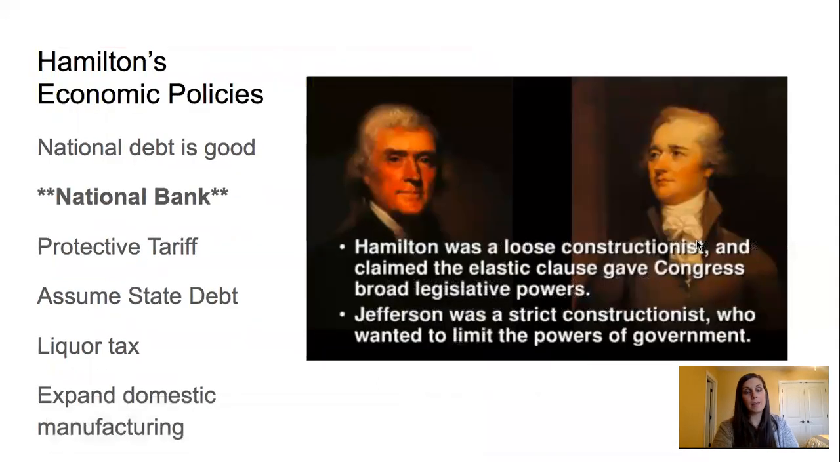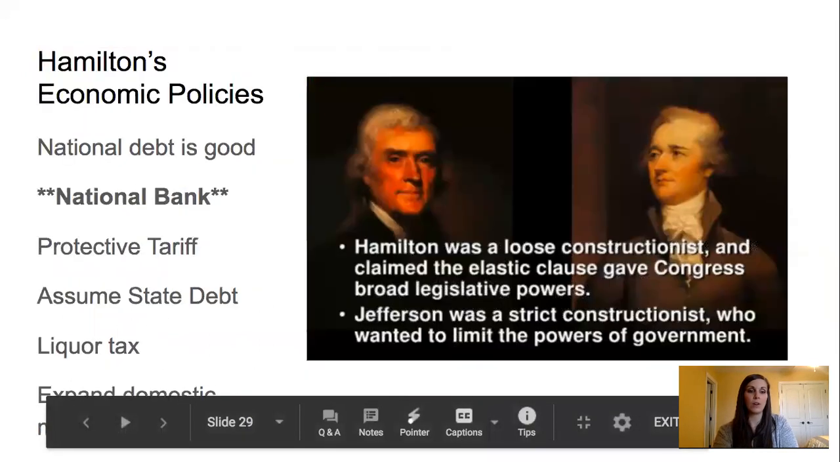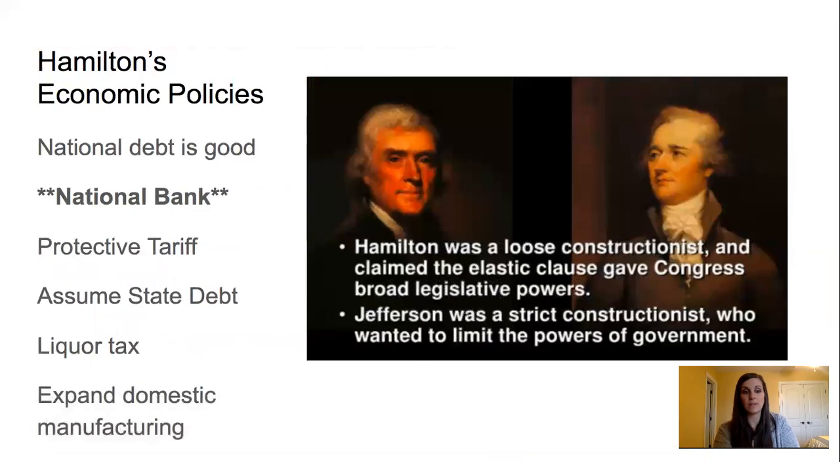All right, finishing up, Hamilton, we know, Secretary of the Treasury under George Washington. His economic policies, he wanted national debt. He thinks it's going to keep the Union together if we're all under this great national debt. Of course, his big thing was this national bank that he wanted and was able to convince Washington to do. Protective tariffs, state assumption as well, taking on the debts of the states altogether, liquor tax, and then also expanding domestic manufacturing. So all of these are goals of Hamilton as Secretary of the Treasury.